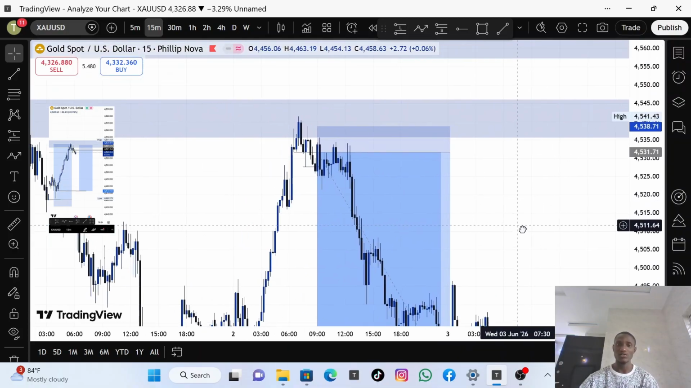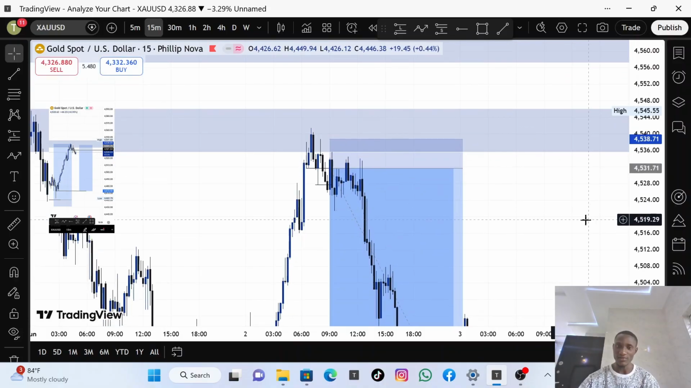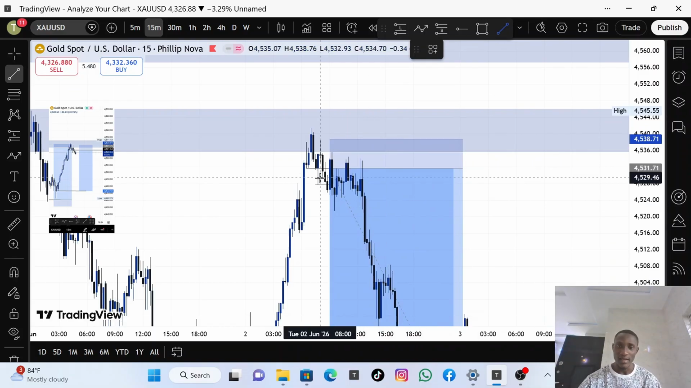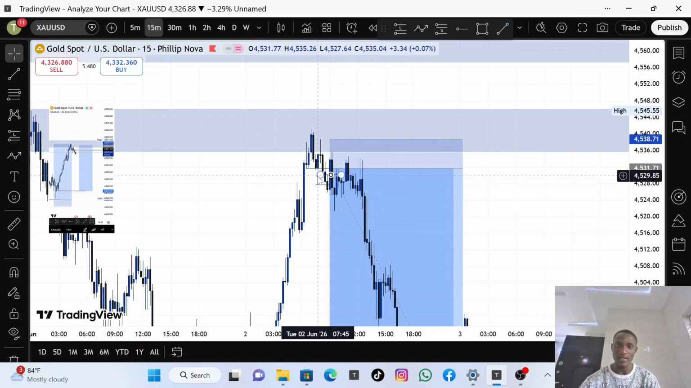So the next thing is to look for my entry point. First thing first is to look for inducement. Is there any inducement in this trade? As you can see here, yes, right here, there is an inducement. This small pullback here, from this candle, that small pullback in that candle, this one that I'm touching now, I use it as my inducement.